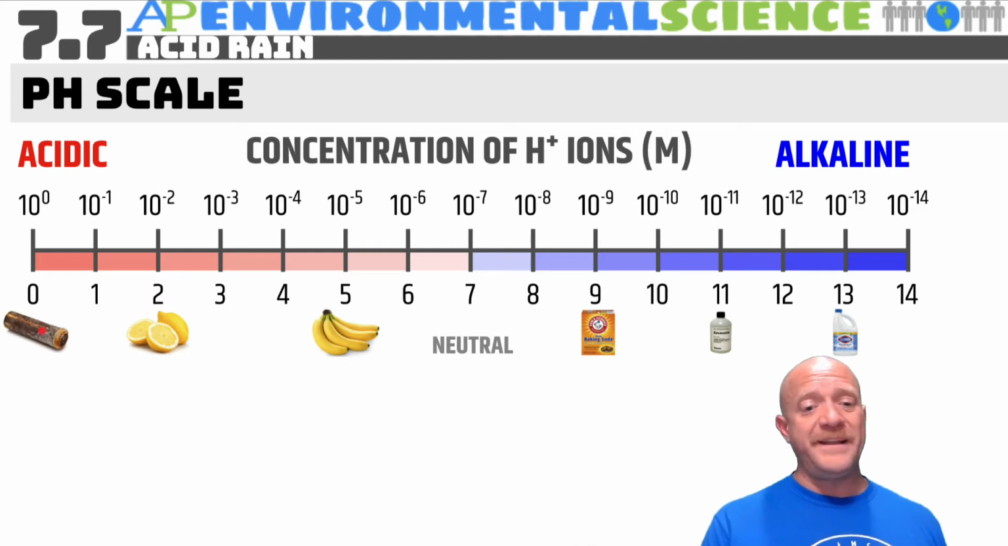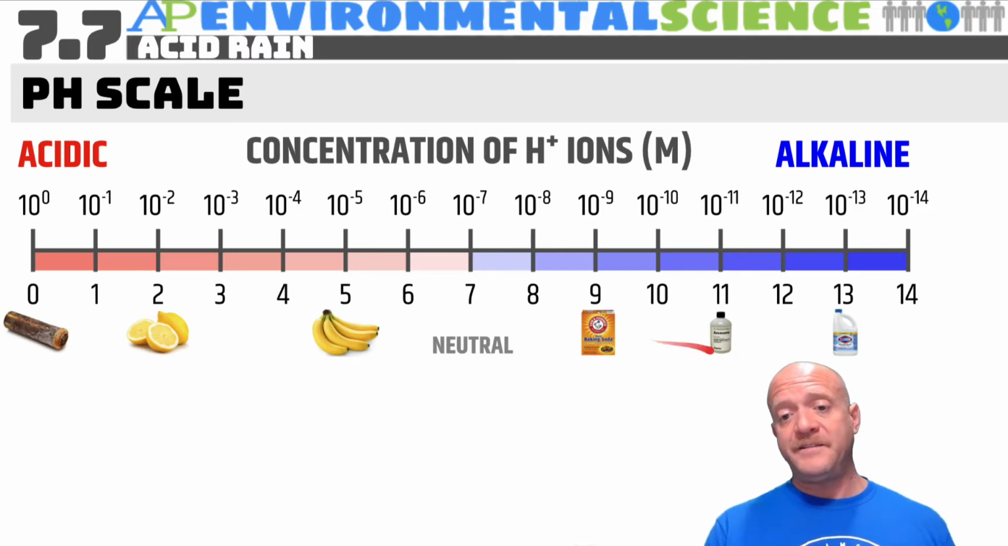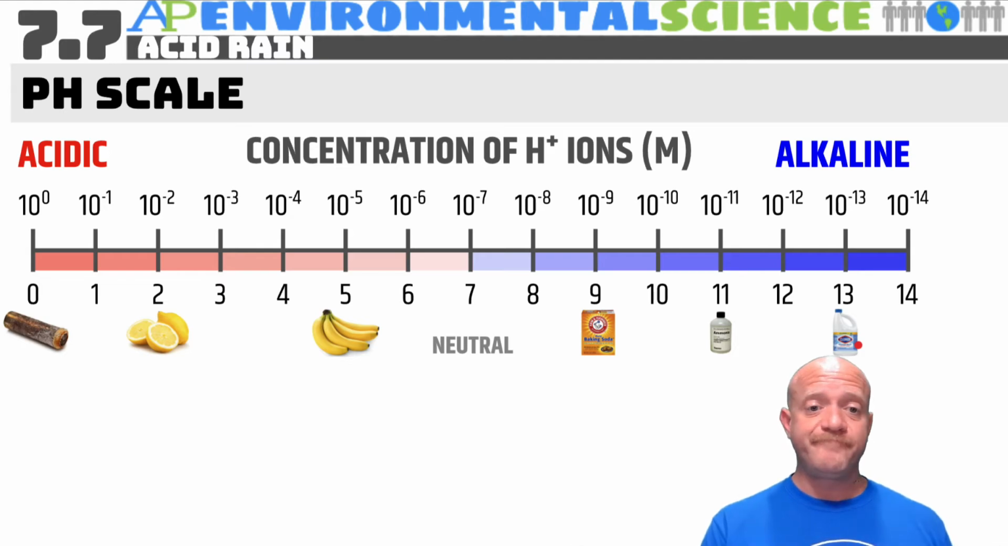Now, battery acid would be an example of something with a pH of 0. Lemons have a pH of 2. Bananas, pH of 5. Baking soda, pH of 9. Now, these are bases. Ammonia, cleaning solution, it has a very pungent smell. Ammonia, pH of 11, and bleach, pH of 13.